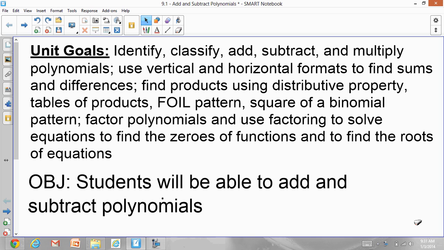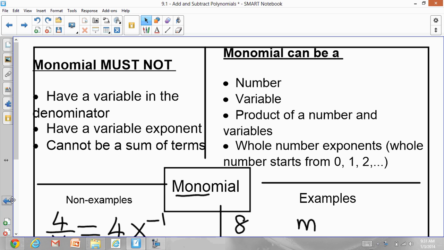In your notebook, write today's date, 9.1, add and subtract polynomials. Copy these notes down.